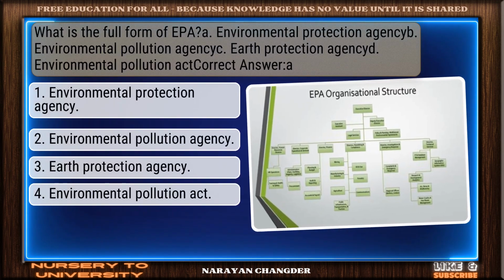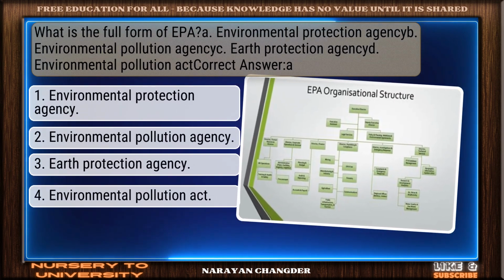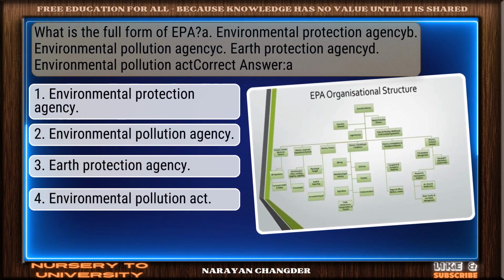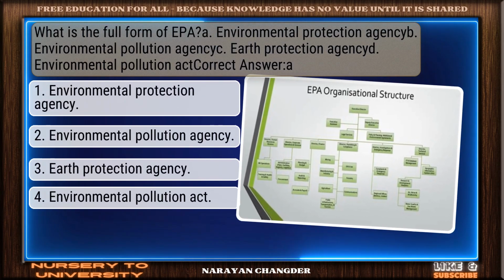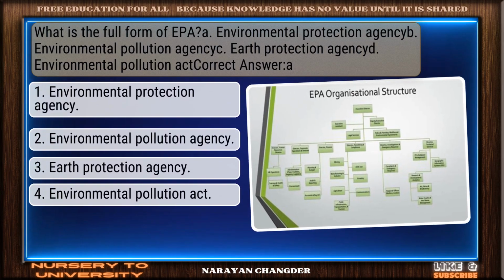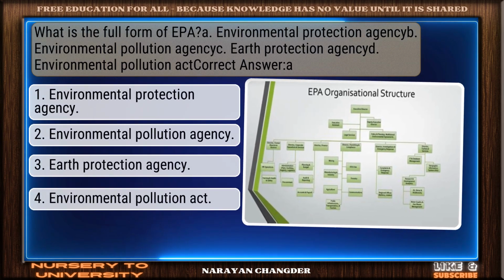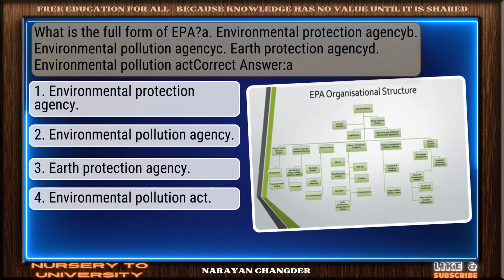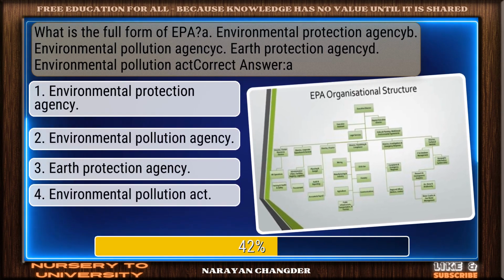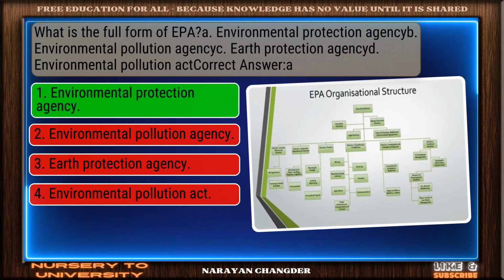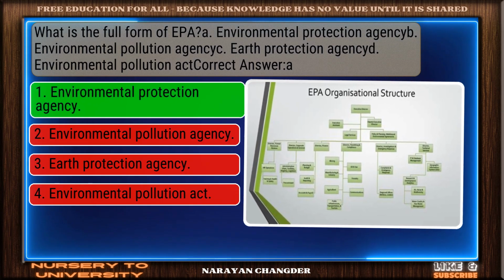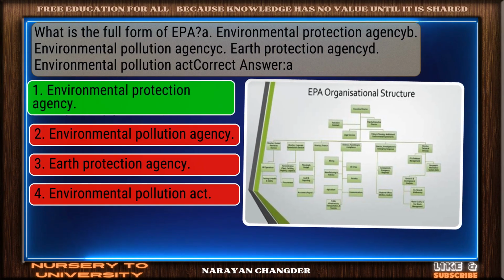What is the full form of EPA? A. Environmental Protection Agency. B. Environmental Pollution Agency. C. Earth Protection Agency. D. Environmental Pollution Act. Correct answer A. Nicely done. Environmental Protection Agency is a solid answer.